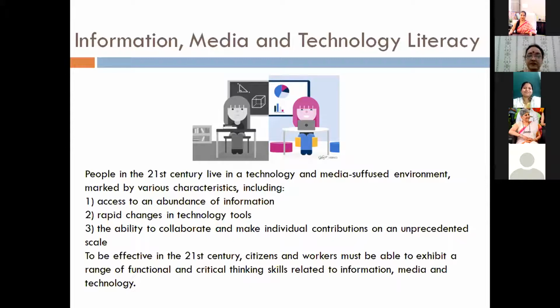So people in the 21st century live in a technology and media suffused environment marked by various characteristics, including access to an abundance of information. There is a whole lot of information on the Google, Google Baba, Google Guru. There is so much. But we need not believe everything that is there on Google.